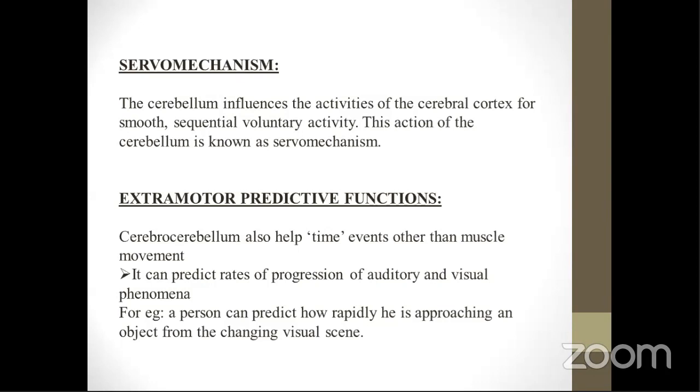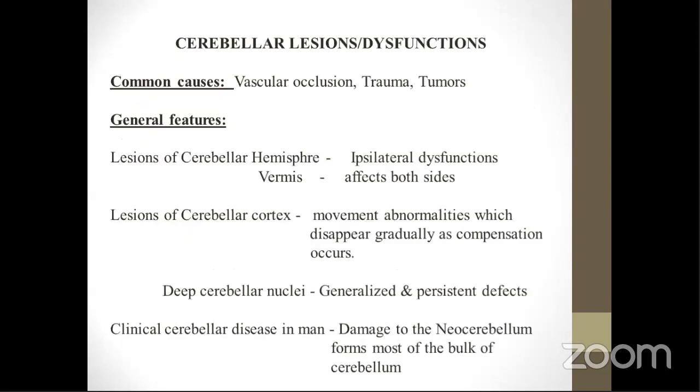Say, for example, a puddle is there, and you are walking on the road. You can very well judge from a distance that at this particular point I have to turn my vehicle, or if I'm walking, I have to turn my direction. Accordingly, the plan of movement, the coordination of the movement, and the smooth succession of movement will happen. This is the extramotor predictive function. So that finishes the functional part of the cerebellum.